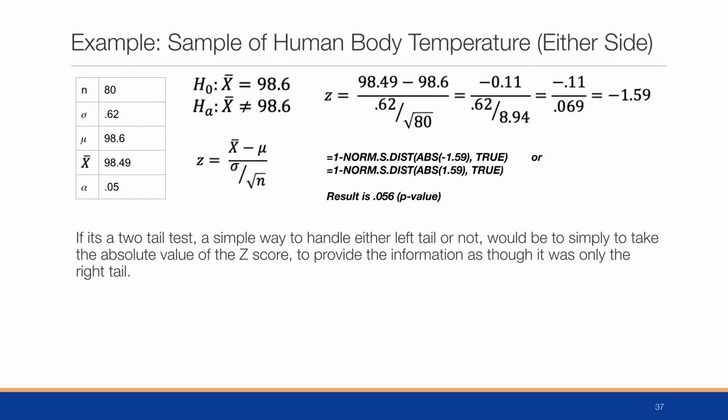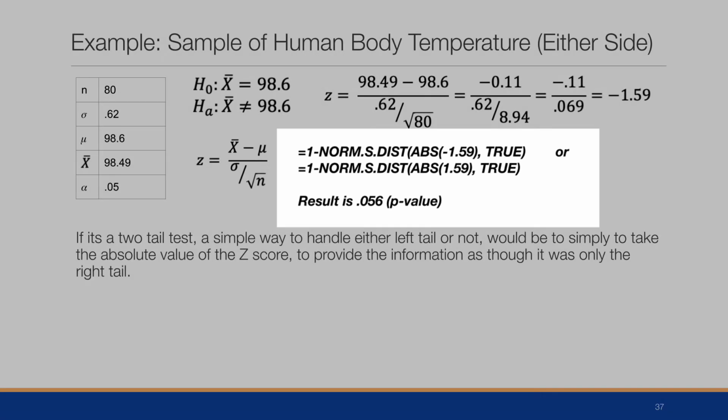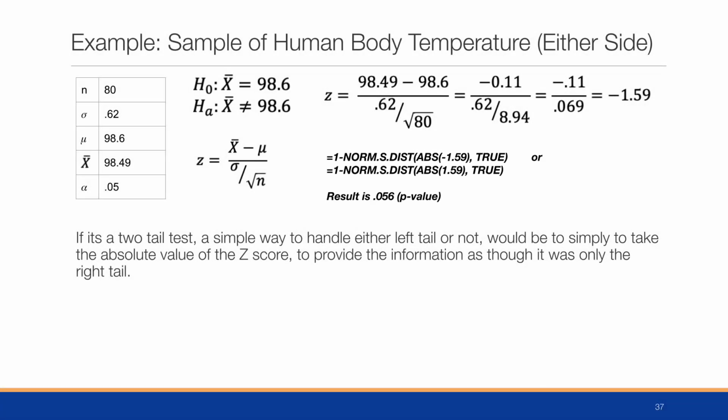Now, there is a way to do it either side if we simply use the absolute value of that number. Whether it was negative or positive, you would then always do 1 minus here. So you can see here in Excel, we did 1 minus NORM.S.DIST of ABS, absolute value of negative 1.59. And if you did absolute value of a positive number, it would give you the same thing, and your result is the same.